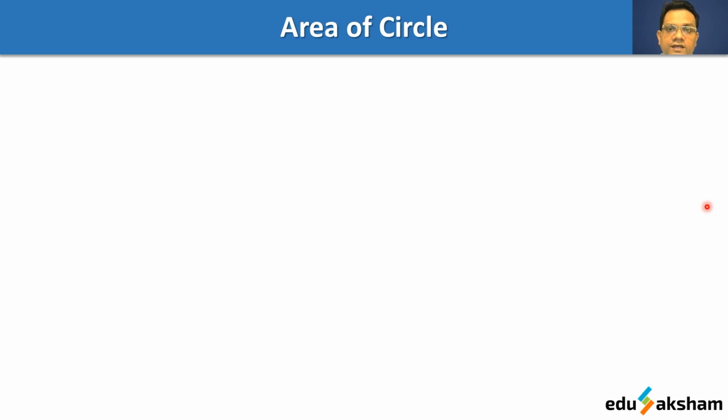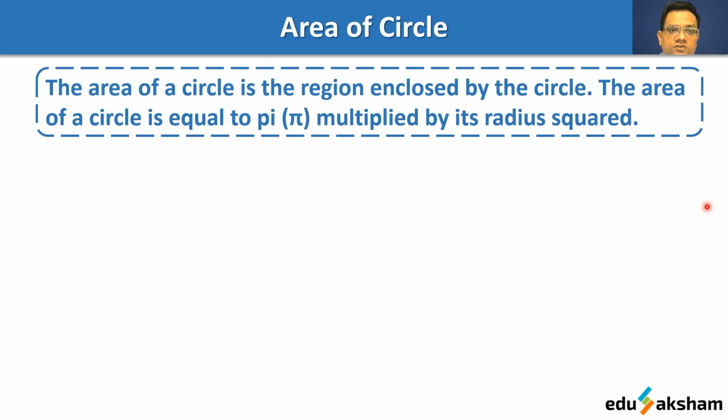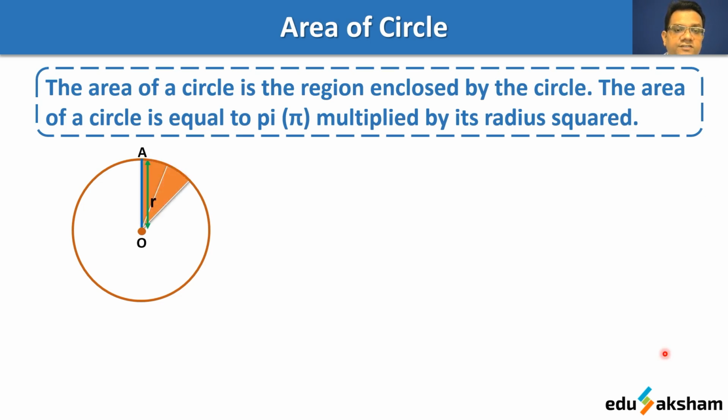Now we come to the area of the circle. The area of a circle is the region enclosed by the circle. The area of a circle is equal to pi multiplied by its radius squared. So this is a circle, this is its center O, this is the radius OA, represented by r.